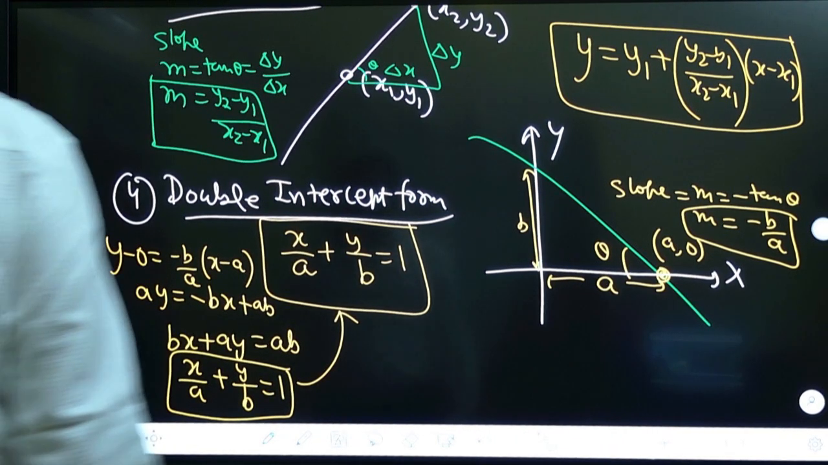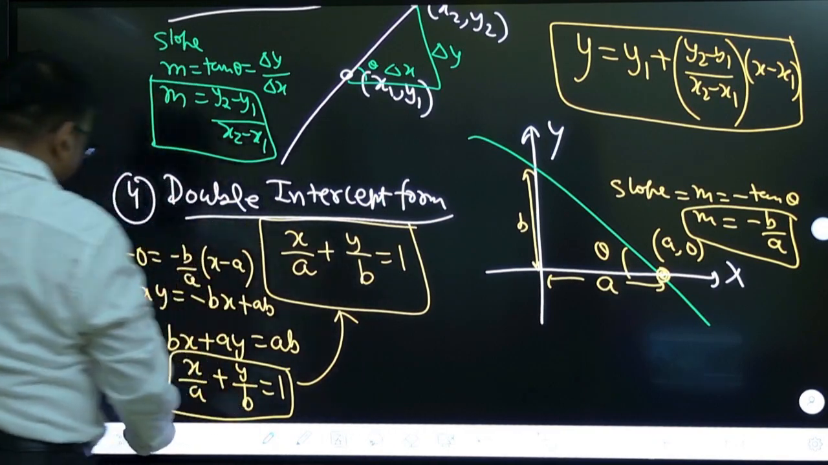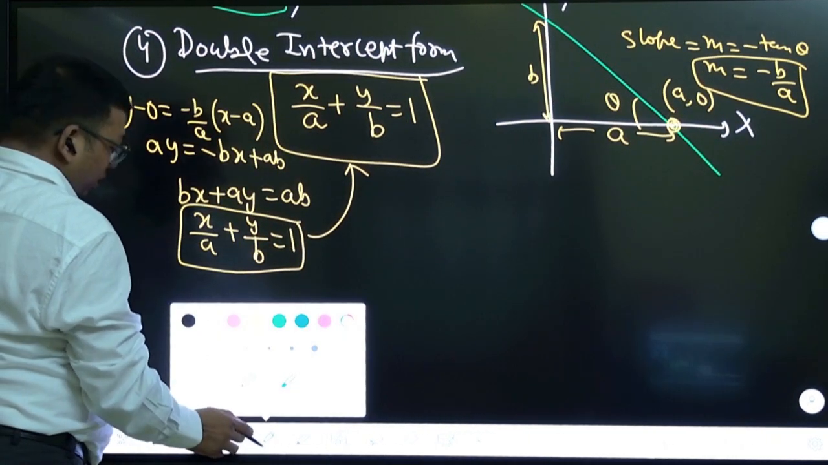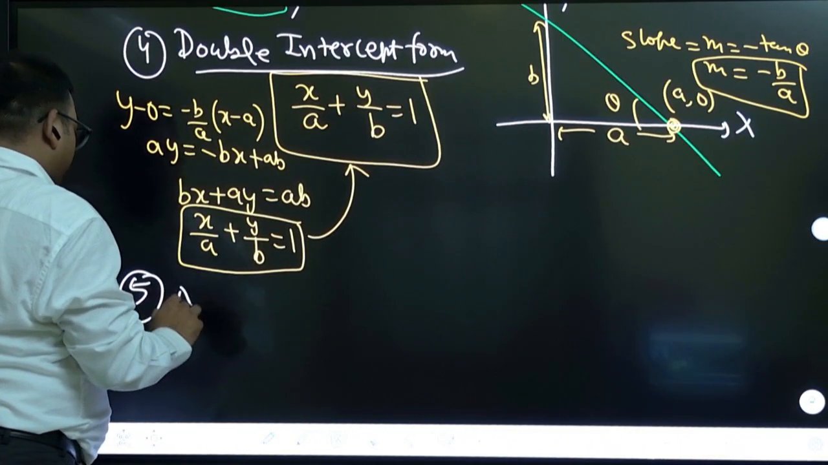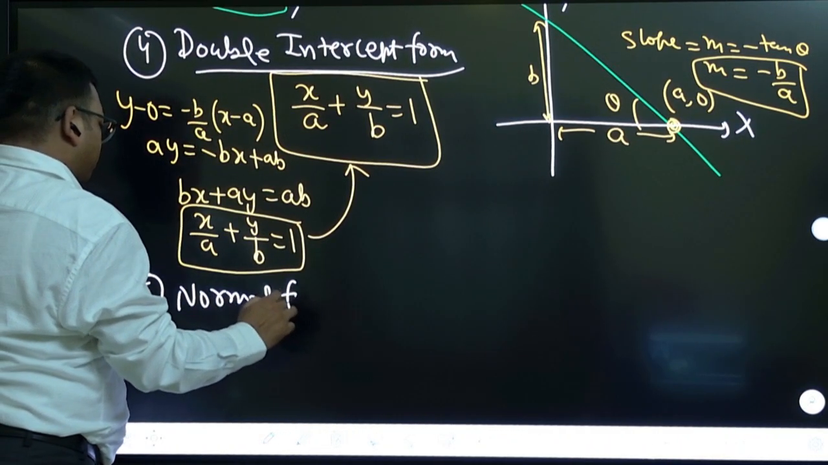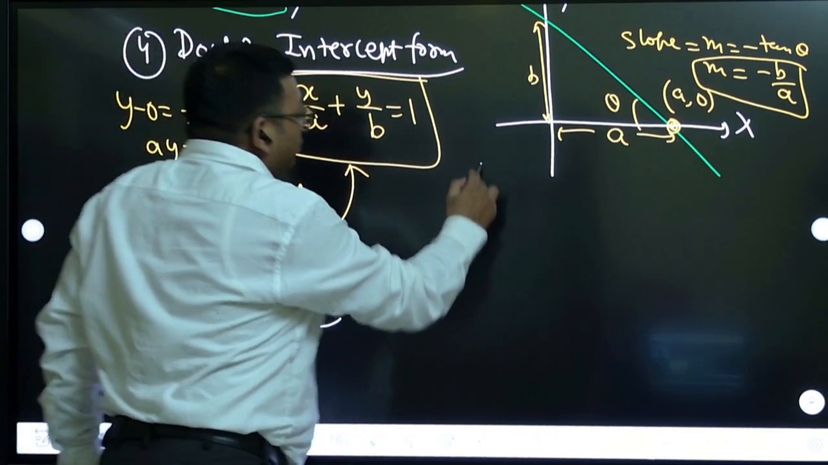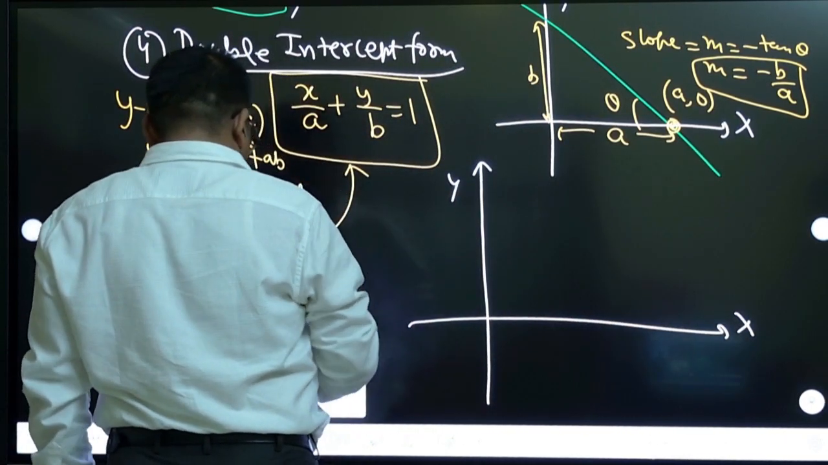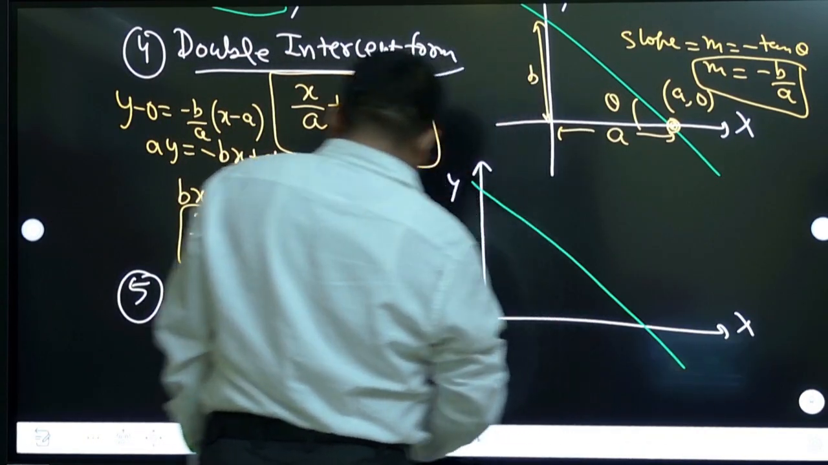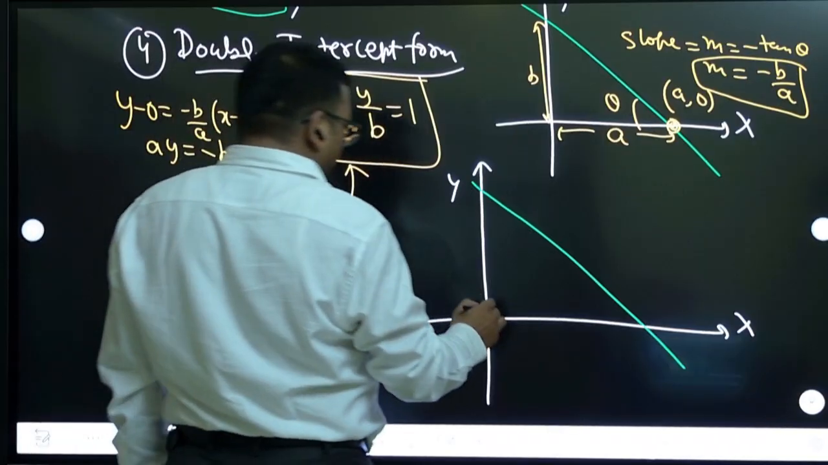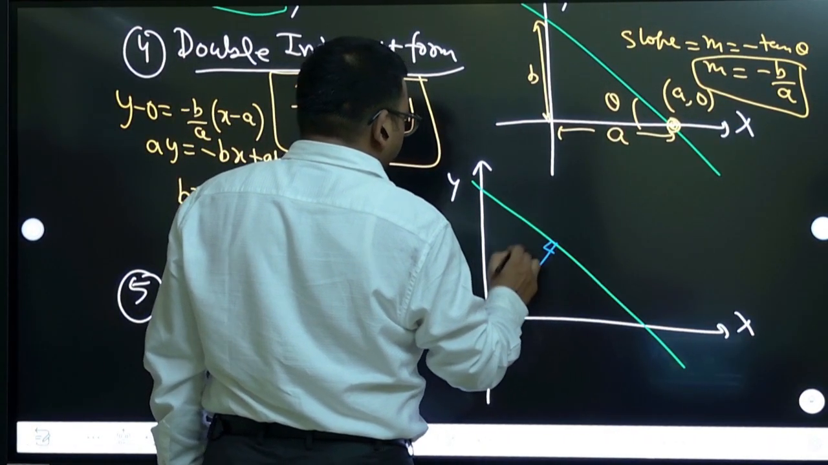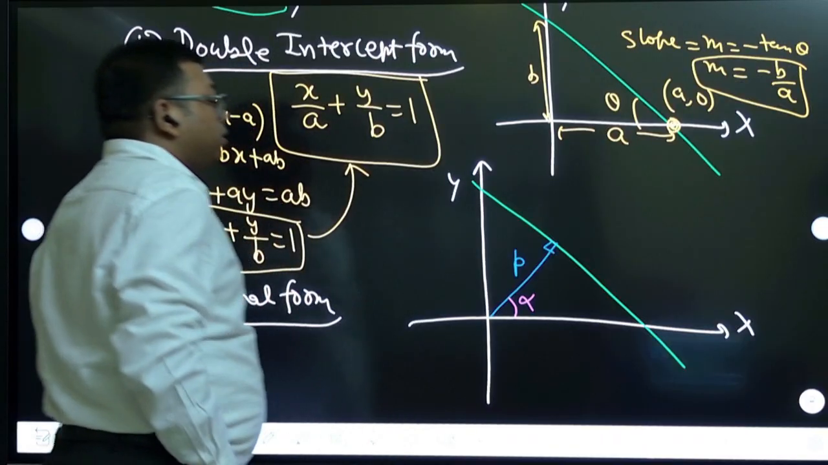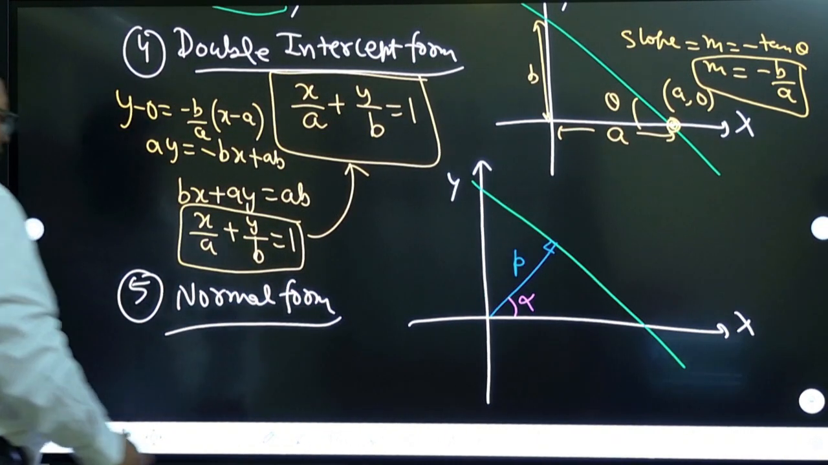Then normal form is a very good form. Sometimes it can be used in calculation. Normal form. Last. What does normal form mean? Suppose this is the x and y axis, and suppose that this is a line, and suppose you know the length of the perpendicular, let us say p, and you know the angle alpha of this. Then how can we write this equation?